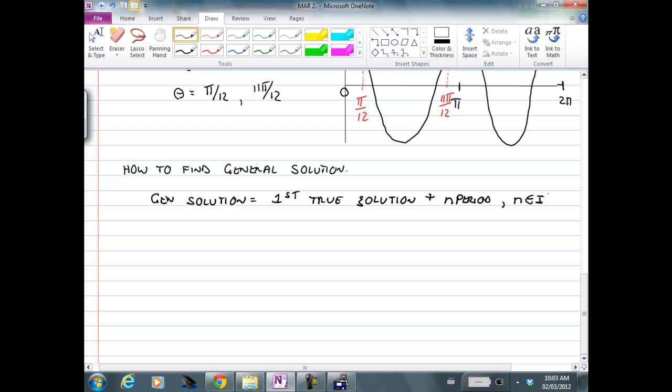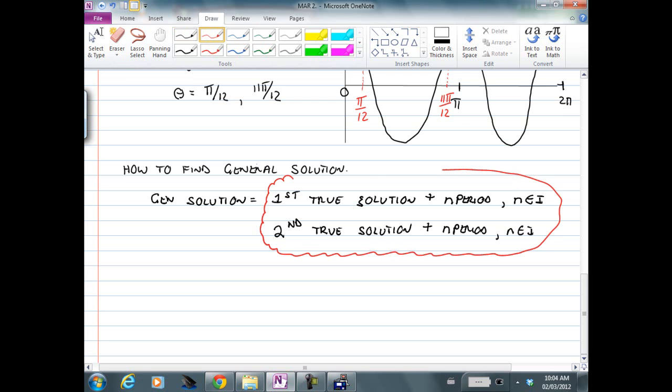And then there's that n element of the integers. Your first true solution plus n period. There's also 2, it's also your second true solution plus n period, comma n element of the integers. And this is your key right here. So we do 2 general solutions? There's going to be 2.